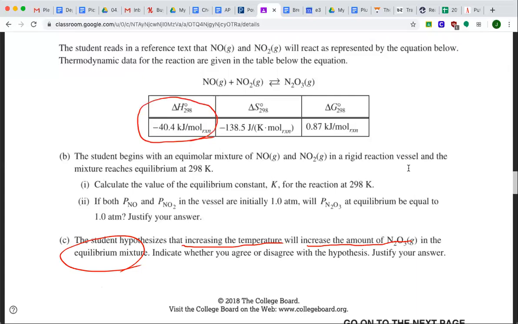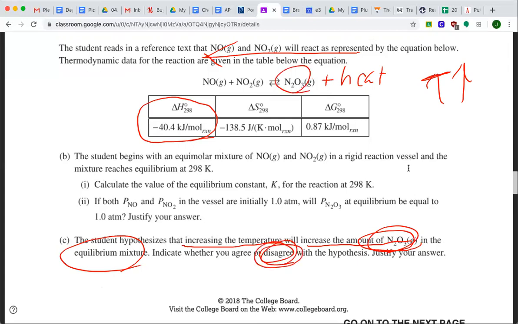So heat's being released, right? So you can think of heat as being a product. Now, if that's the case, temperature increasing is actually going to drive the equilibrium to the left. So the question asks, will this increase the amount of N2O3? Well, N2O3 is a product, so no. So we're going to disagree with this hypothesis, okay? Because according to Le Chatelier's principle, for an exothermic reaction, we should expect reactants to be favored as temperature is increased.